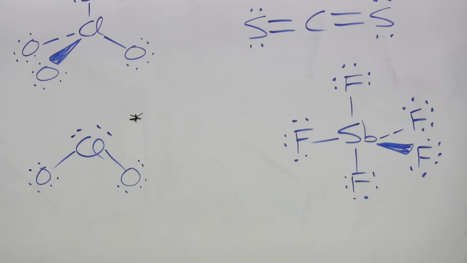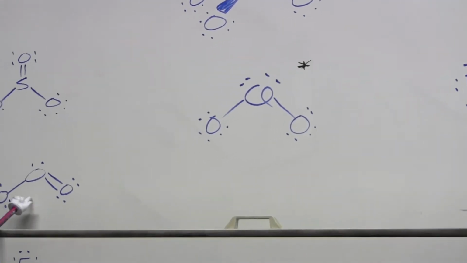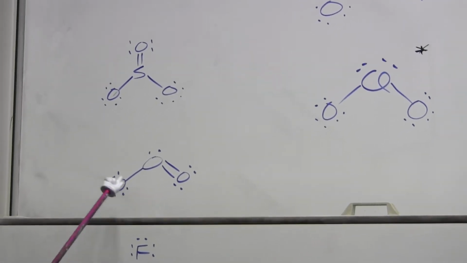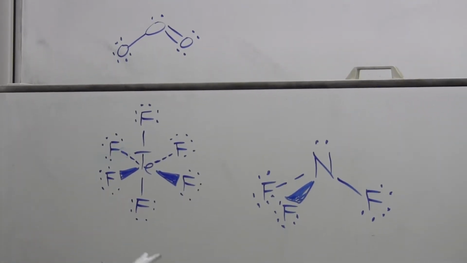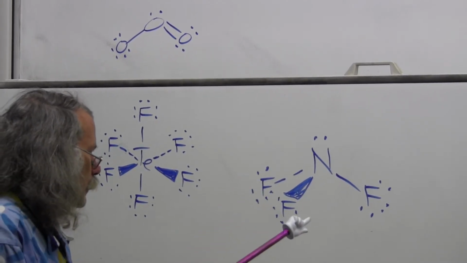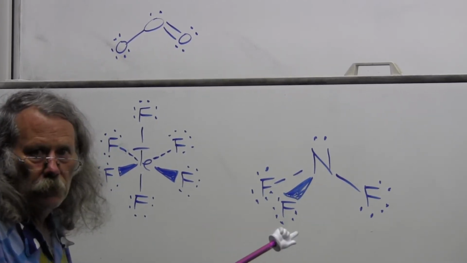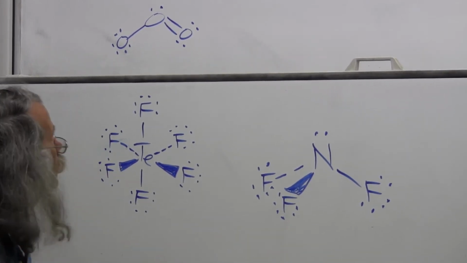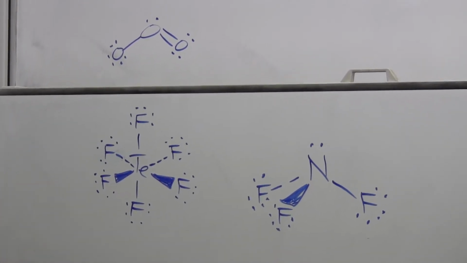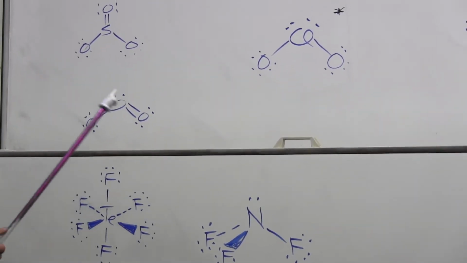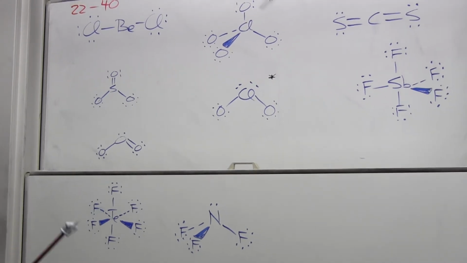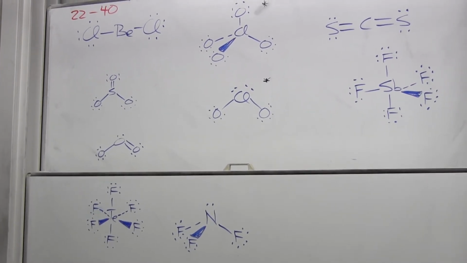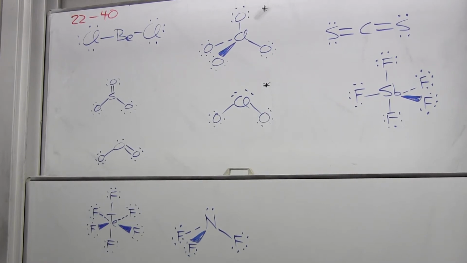molecule, the ozone molecule, or O3, the tellurium hexafluoride, and the nitrogen trifluoride. These are the molecules you're going to need for problems 22 through 40. So you should be able to draw all of these, and you are able to draw all of those. Do that first. Then you've done all the heavy lifting, and it's going to be a simple matter to routinely answer all these questions.